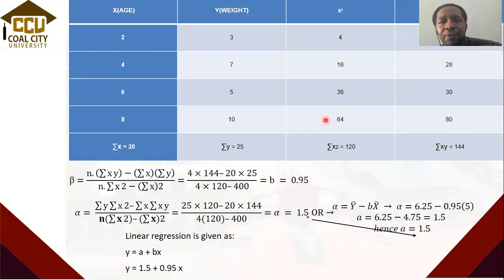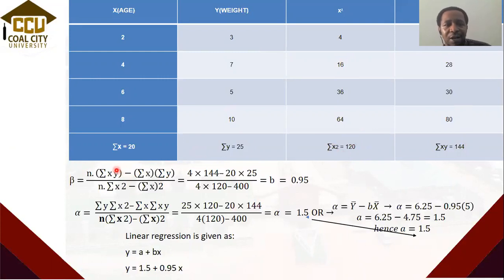Now, moving over to this axis, we have to calculate what? x times y. That is 2 times 3 will give us 6. 4 times 7 will give us what? 28. 6 times 5 will give us 30. 8 times 10 will give us what? 80. So when you add this up, it gives you summation xy. When you add this up, it gives you summation x squared.